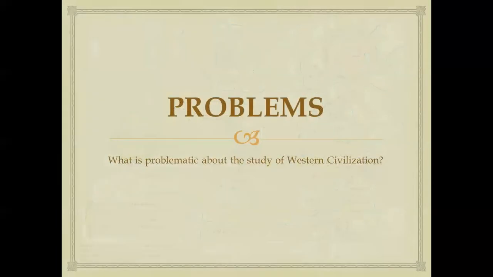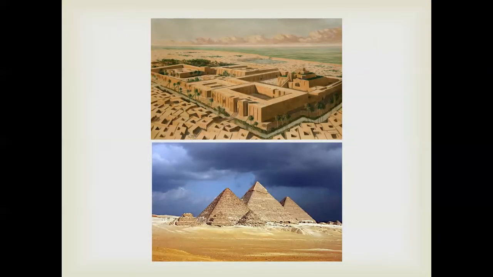Now, there are a number of problems. What is problematic about the study of Western civilization? Well, not all groups would have thought of themselves as sharing in a common civilization with others. For example, the Mesopotamians and the Egyptians would have never thought of themselves as common cultures. They would have seen themselves as completely different, as adversaries at various points in history. And even today, it's hard for people to really recognize these people, or even the Greeks and the Romans for that matter. It's difficult for many people in the modern West to identify culturally with people that were polytheistic.